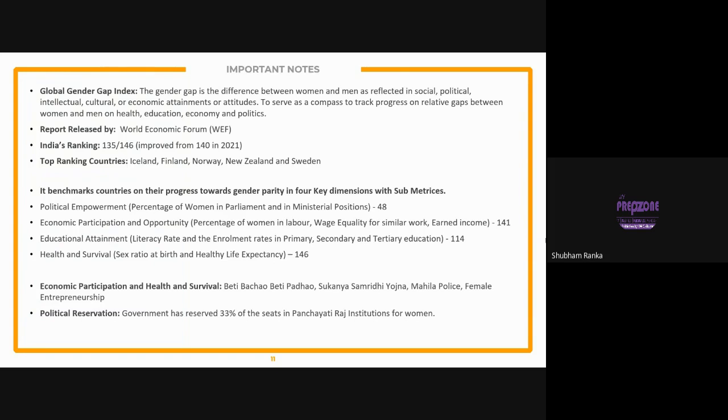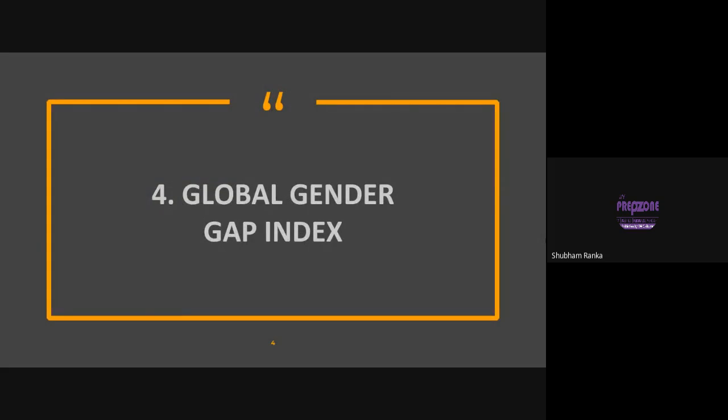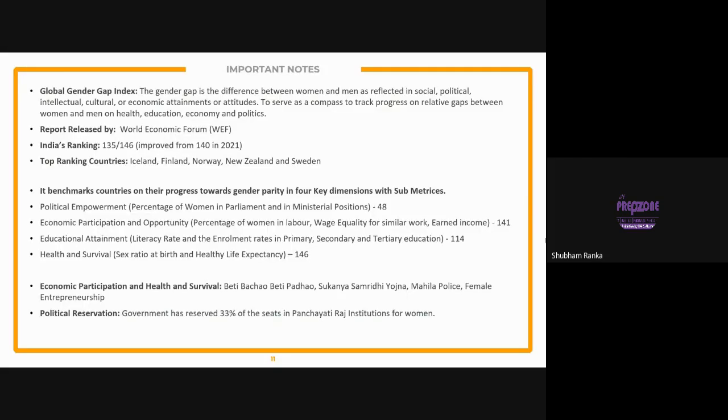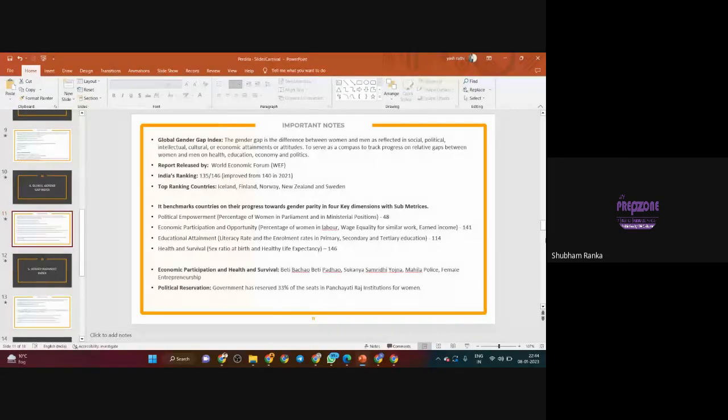And second is political reservation. We already know government has reserved 33% of the seats in Panchayati Raj institutes for women, and other initiatives that government takes to reserve seats for women in the parliament also. Those things help us lower this gender gap in political empowerment at least. So that is all the information that we have for Global Gender Gap Index. Again, this discussion is very prevalent in your WATs and GDPIs. So something that you can always use.